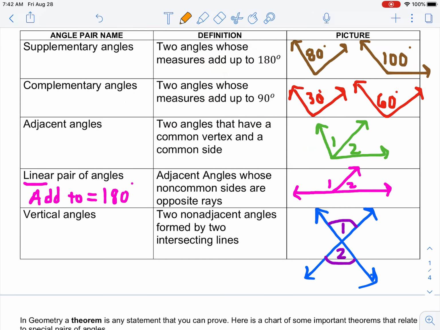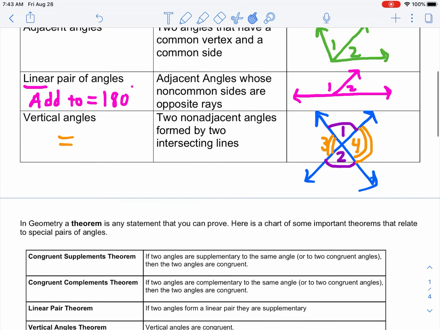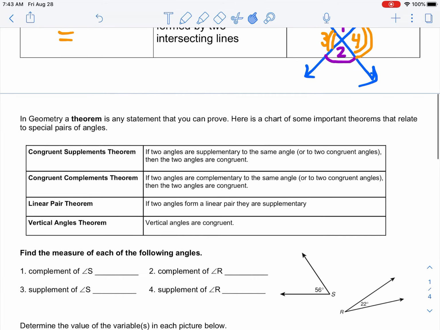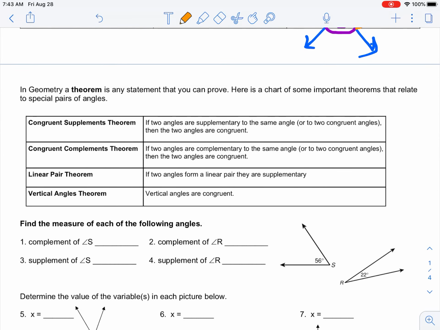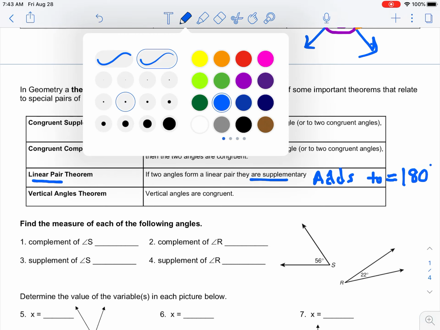Let's change to a different color. Angle 3 and angle 4 are vertical. They're across from each other. These two angles would be equal. So vertical angles are equal to each other. So those are our big vocab words dealing with angles. We're going to go down and talk a little bit more. A couple things in these boxes that we need to reiterate. Two things. First is the linear pair. Remember, a linear pair is supplementary, so that means it adds to equal 180 degrees.